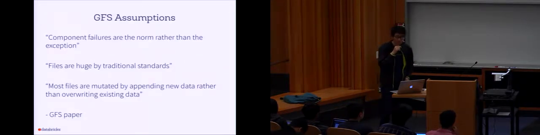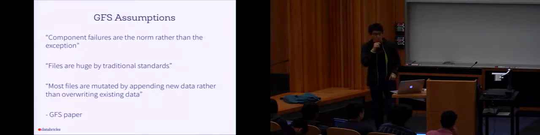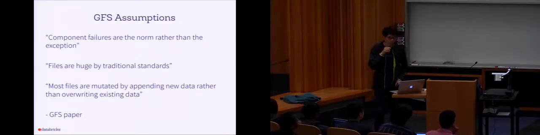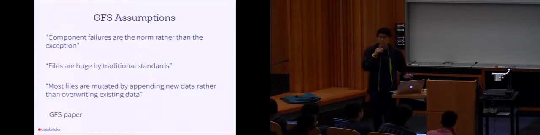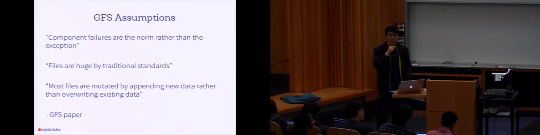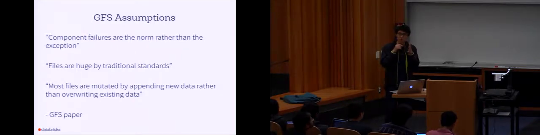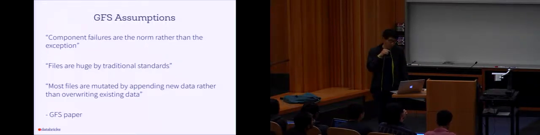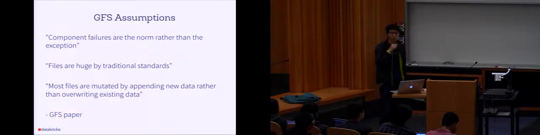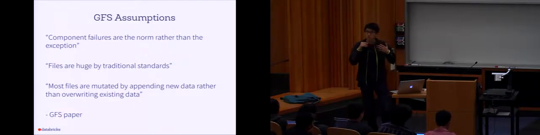In the introduction, they make 4 assumptions. The fourth one's not super relevant, so I'm dropping it here. But for the first three, the first one is that at Google scale, component failures are no longer exceptions. They are the norm, happening every day, every hour. And files are huge by traditional standards. On your laptop, you might have a single picture that's in the hundreds of kilobytes. But Google is storing the entire web.